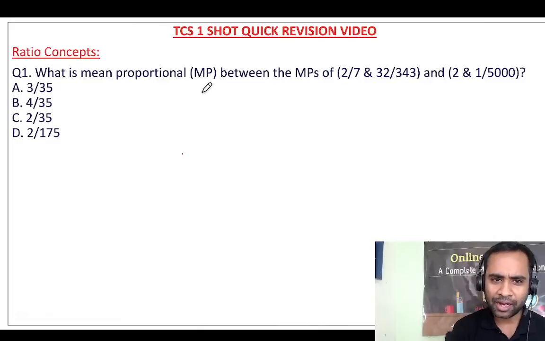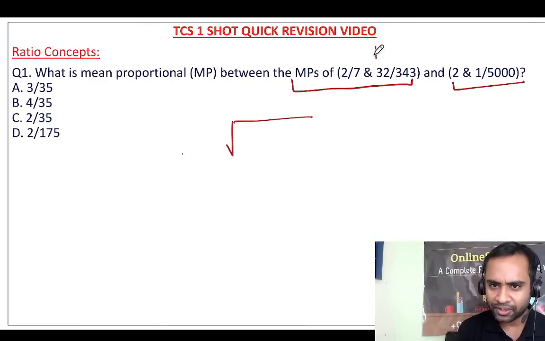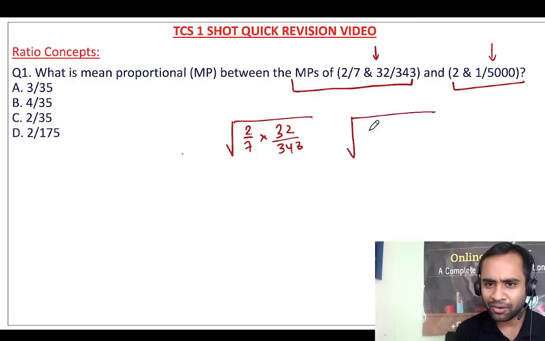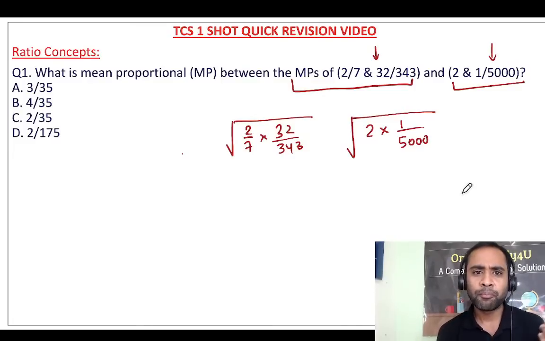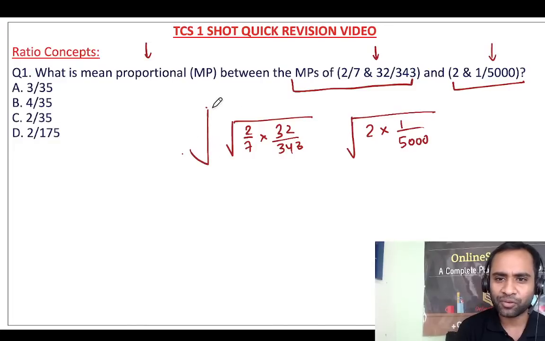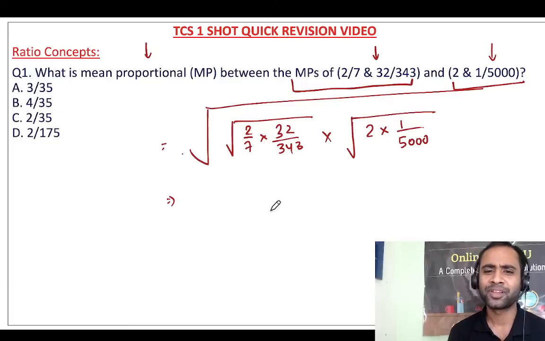So we have to calculate the mean proportional between the mean proportional of this and this. First, let us calculate the mean proportional of this one. Sir, take the square root and multiply both, right? So simple. Okay, what about this mean proportional? Sir, it is the square root of 2 into 1 by 5000. Okay sir, this I also understood. But sir, they are asking the mean proportional of this. Then put one square root and multiply both. That's all. From that time I am telling you the same thing, sir. You are not able to understand. Okay. Now, sir, it is clear.